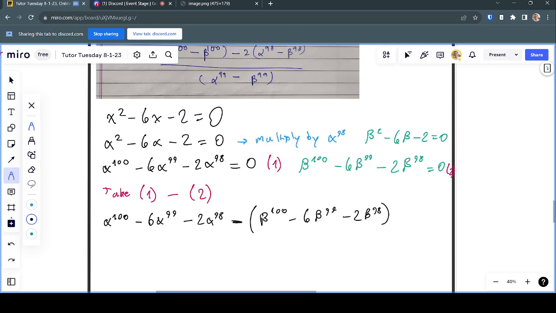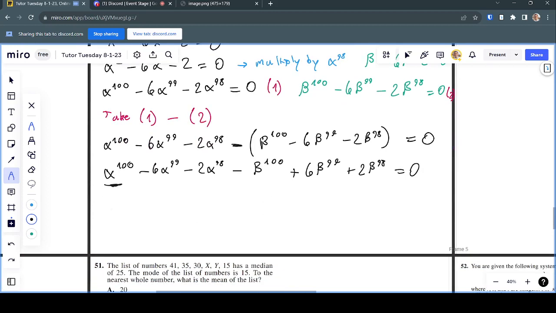Now I can distribute the subtraction. This is all still equal to 0, by the way. Alpha to the 100th minus 6 alpha to the 99th minus 2 alpha to the 98th minus beta to the 100th plus 6 beta to the 99th plus 2 beta to the 98th equals 0. Or I can start to combine some of these terms a little bit closer, and I can move alpha to the 100th minus beta to the 100th together. And then I could do subtract 2 alpha to the 98th plus 2 beta to the 98th.